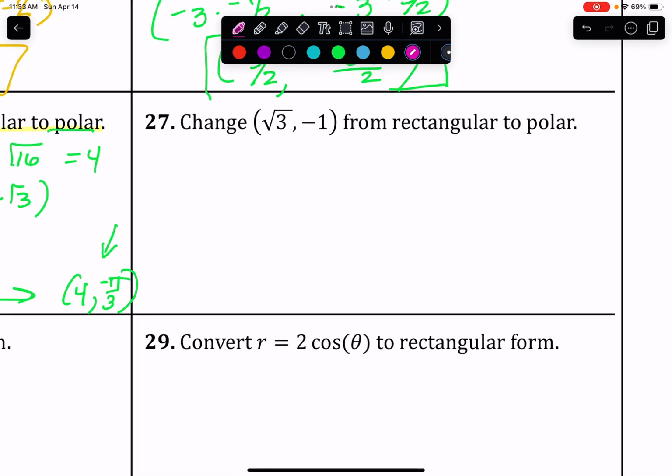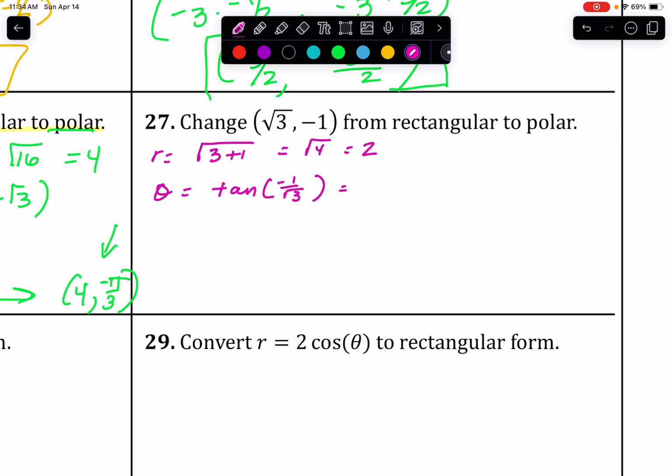Again, r would be the square root of 3 plus 1, which is going to be the square root of 4 or 2. And theta is the inverse tan of negative 1 over the square root of 3, which is inverse tan of negative square root of 3 over 3, as we know from our tans. Now, again, I'm negative, and it's the square root of 3 over 3 one, so that's equal to negative pi over 6. So my point that I picked is 2, negative pi over 6.